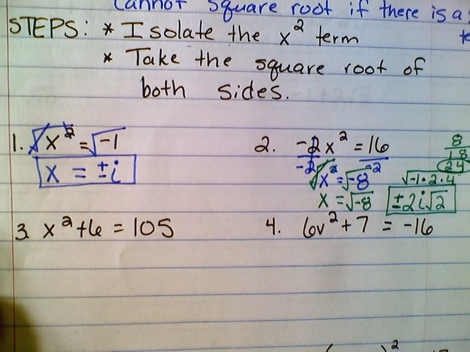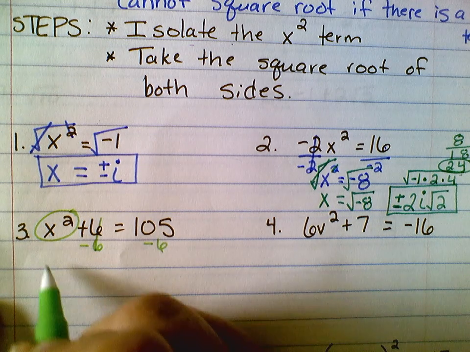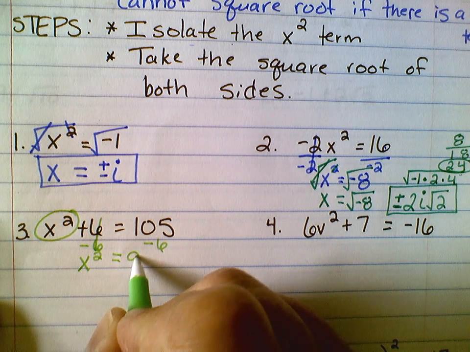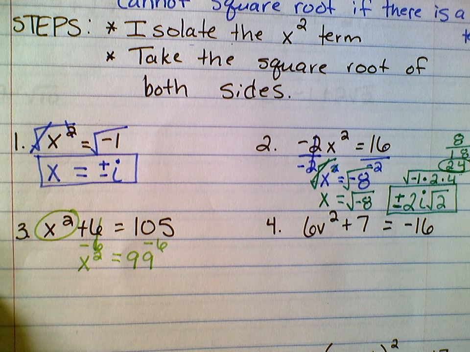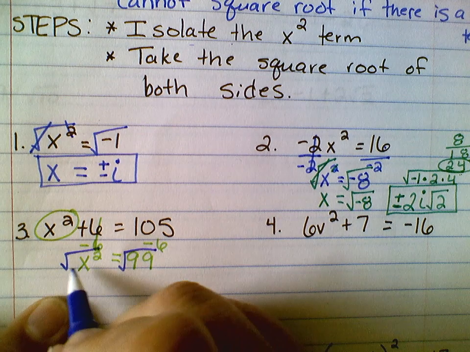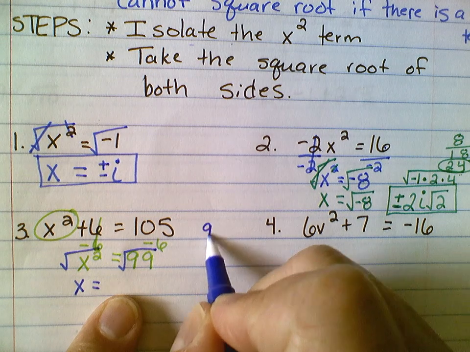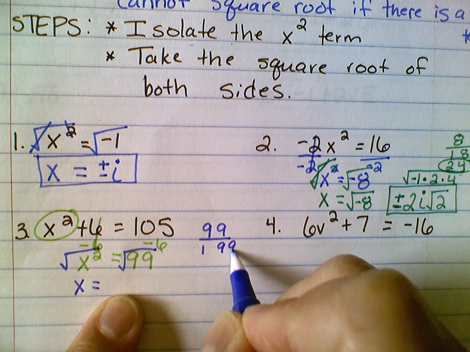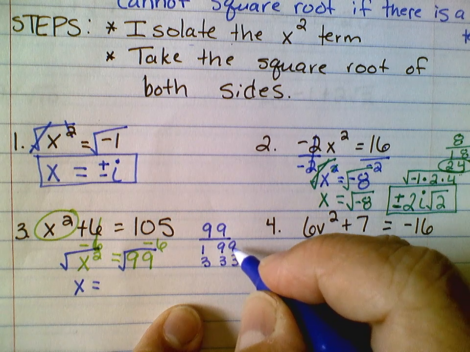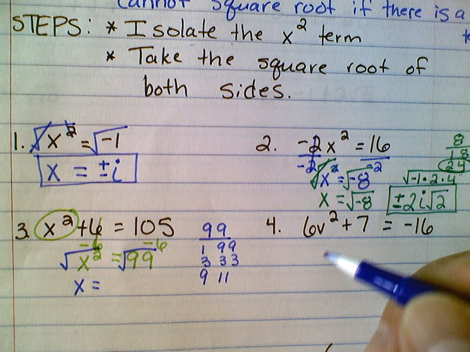So if we look at example number 3, to isolate the x squared term, we'll subtract 6. That leaves me with x squared here. And 105 minus 6 is 99. So I will take the square root of both sides. This leaves me with the x here. And then I have the square root of 99. So let's see what we can do with this. 1 times 99, 3 times 33, and 9 times 11, and that should be it.